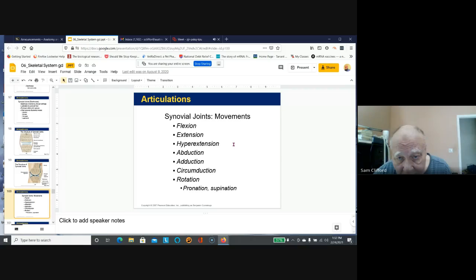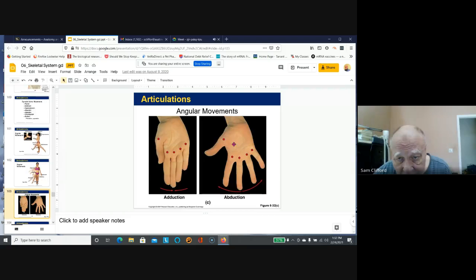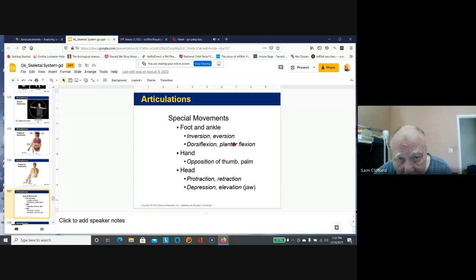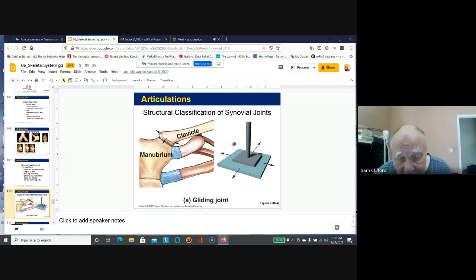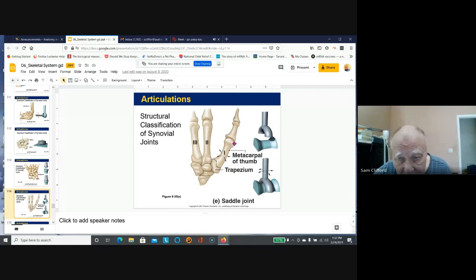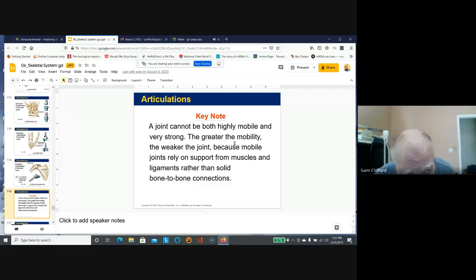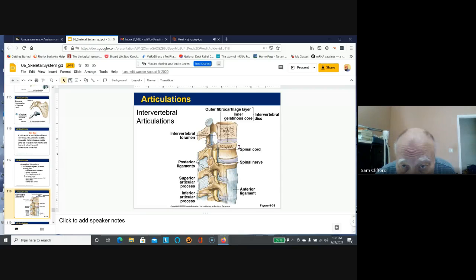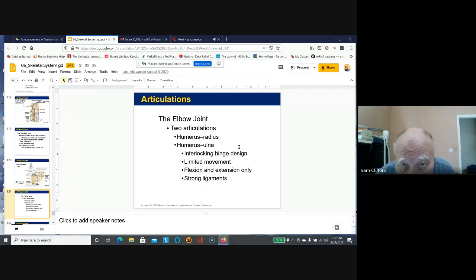Joint movements. I don't go into this much, so let's just move through this. You're not going to worry about these. I don't emphasize these. I'm not going to emphasize these either. Okay, so that's going to pretty much wrap up what we need to know.